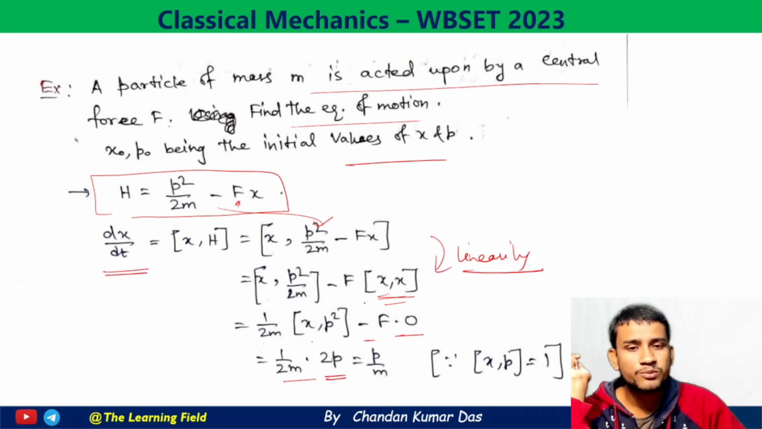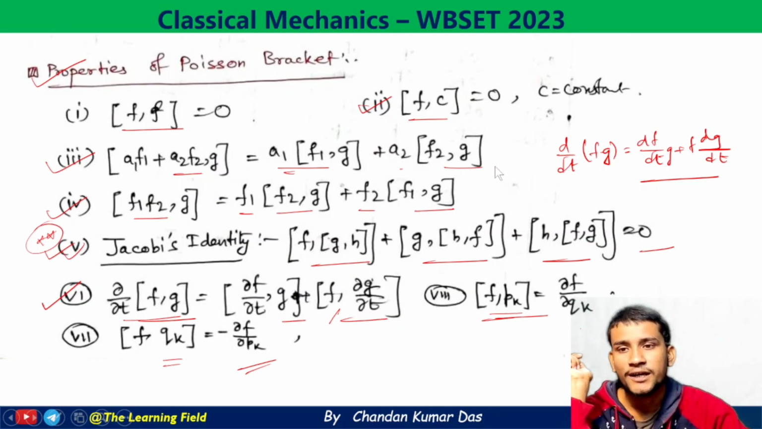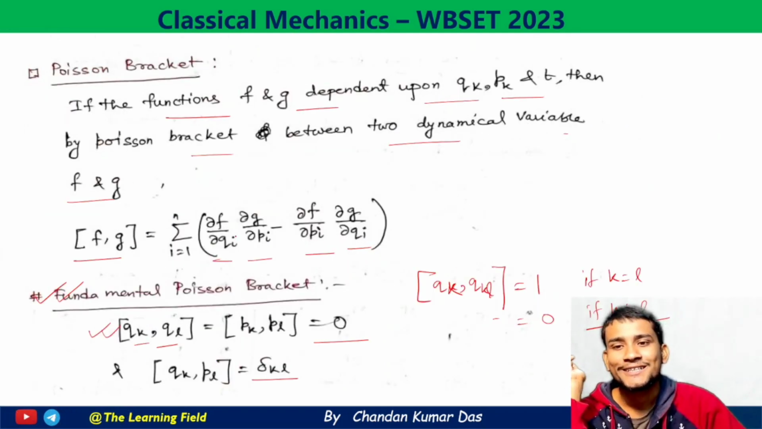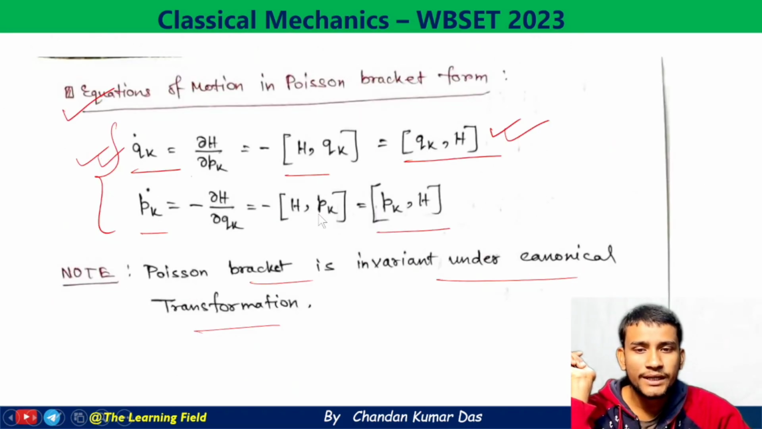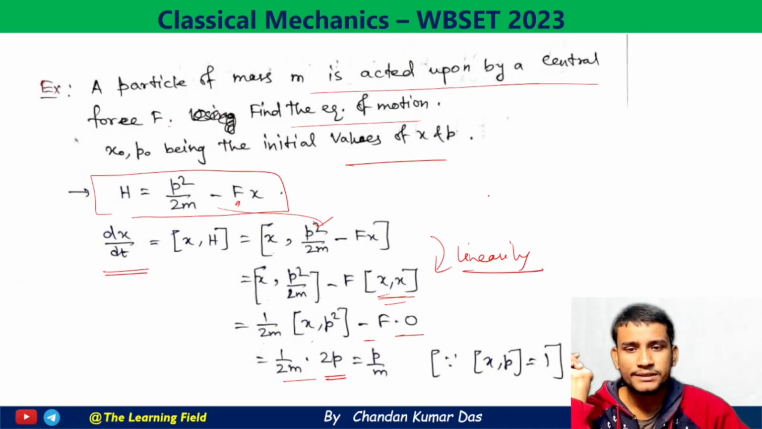This 2p comes from where? From the definition of Poisson bracket. What is the definition of Poisson bracket? [F, g] equal to this one. Suppose if there is no summation, then that is what? [F, g] equal to del f del qi and del pi. Okay, so from the definition of Poisson bracket we can write here del f.